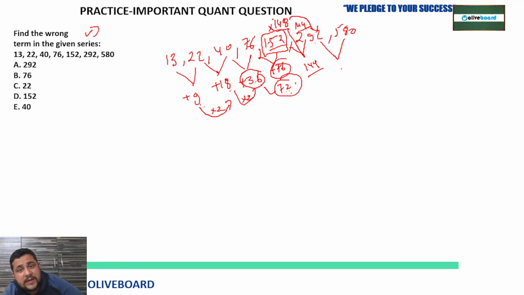292 to 580. The difference is 288, just double of 144.